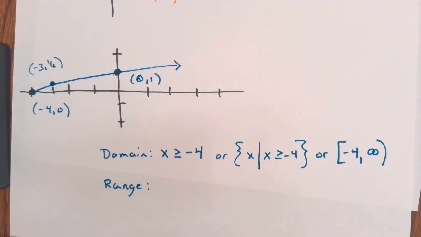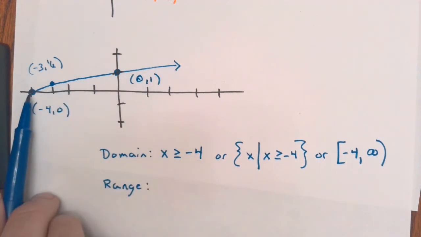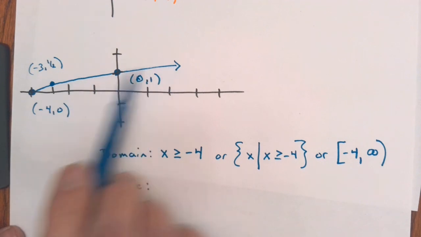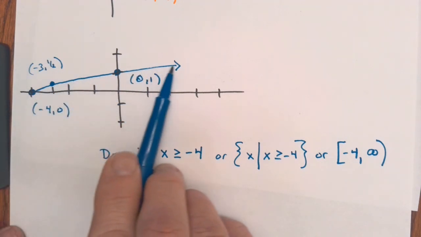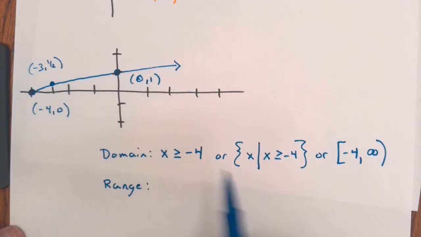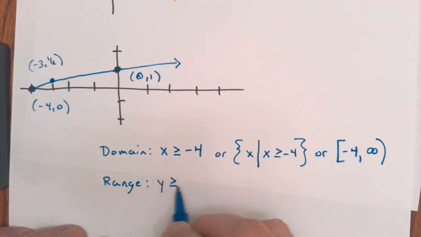For our range, we want to look at how far down and how far up our graph goes. Our graph goes down as low as the height of this point right here, which is at a height of 0, and it does go up forever. Very, very, very slowly up forever, but it does go up forever. So everything's 0 and higher. So our y values would start at 0 and then go up forever.